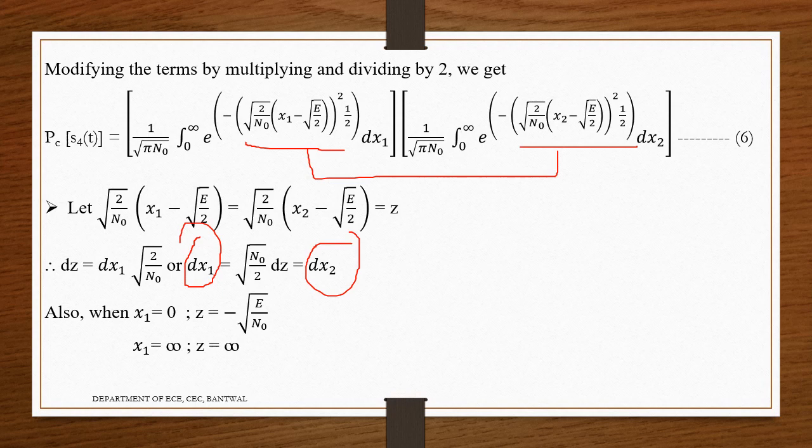When x1 equals 0 here, 0 minus this term, that time I get minus the square root of E by 2. So what is that? The square root of 2 by N0 times minus the square root of E by 2. 2 and 2 get cancelled, so this becomes minus the square root of E by N0. This is what we are getting.